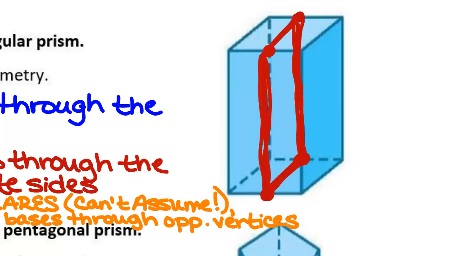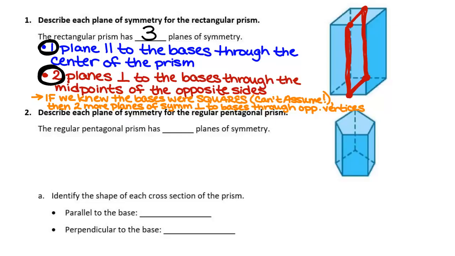With this plane of symmetry right here, this corner would land on top of this corner. This corner right here would land on top of this corner if I were to rotate it up so that they stacked on top of each other. Okay. Does that make sense? Yeah. All right. Let's look at number 2.